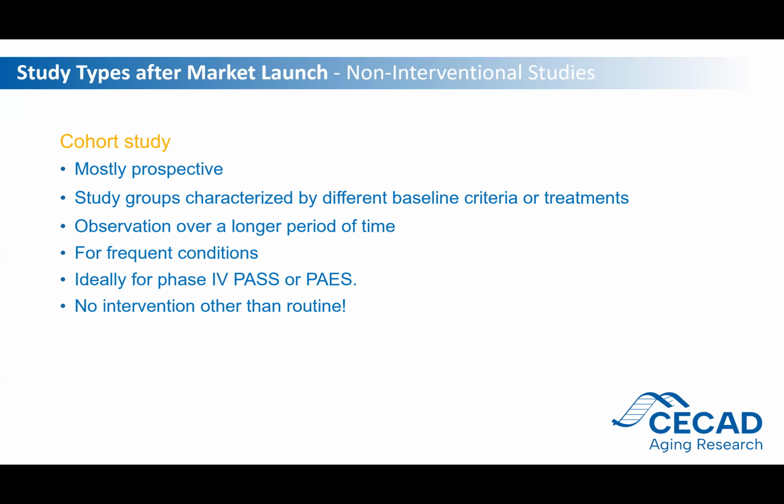And these cohorts are then just observed over a longer period of time for frequent conditions, and you can just draw your conclusion from these observations. This is ideally done for phase 4 safety or efficacy studies that we have just learned about. So you just generate your cohorts, observe them, and see what happens.